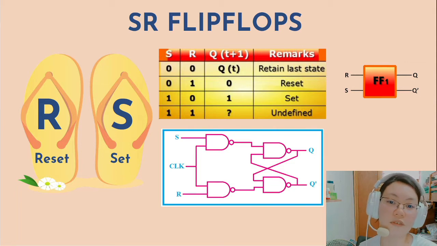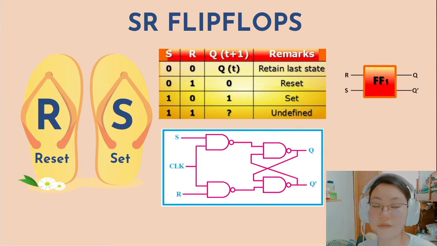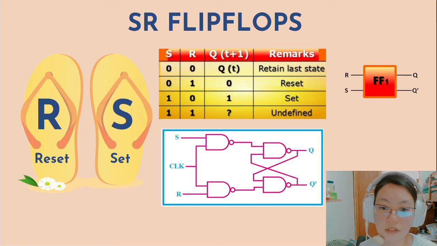So, tinawag siyang SR flip-flops lang kasi nga R stands for reset and S stands for set. So, let's look at its truth table. When S is set to 0 and R is also set to 0, then it retains its last state, so it serves as a memory. However, when S is 0 and R is 1 naman, it resets the output to 0. If S is 1 naman and R is 0, then it sets the output to 1. However, when both of them are set to 1, then it will give us an unpredictable result, so therefore it is undefined or indeterminate.